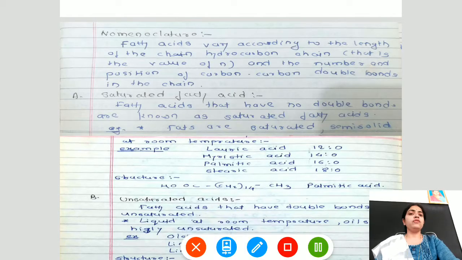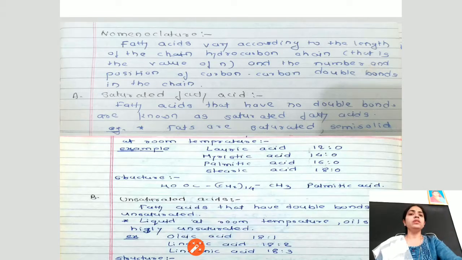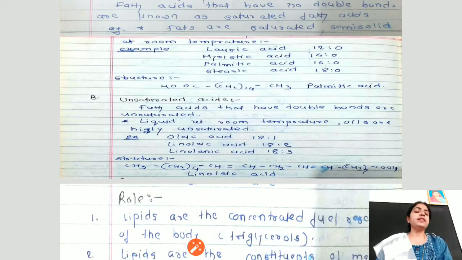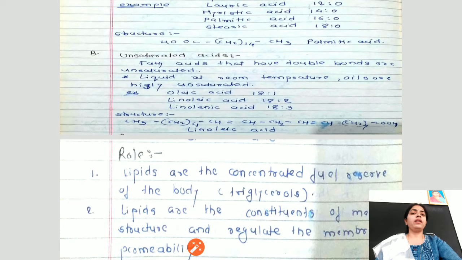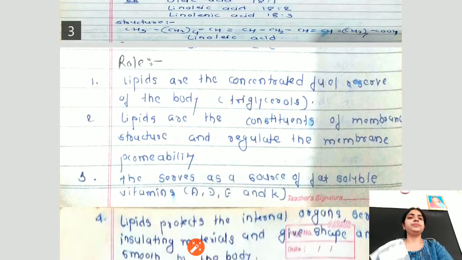To see the structure of these fatty acids, here is palmitic acid, CH3-(CH2)14-COOH. Now the unsaturated fatty acid: this fatty acid has a double bond and is liquid at room temperature, and these oils are highly unsaturated. Example: linolenic acid, that is 18:3, an 18 carbon fatty acid having 3 double bonds. This is the structure of this acid.